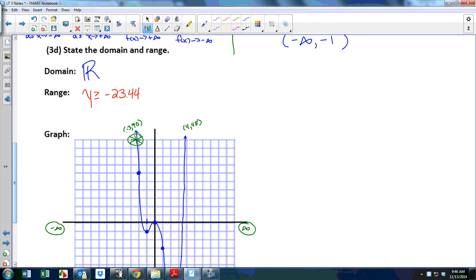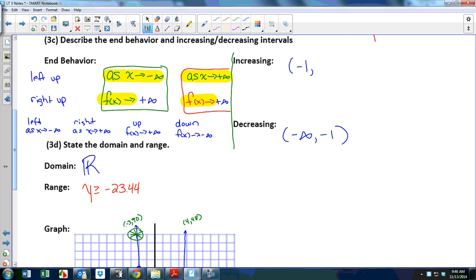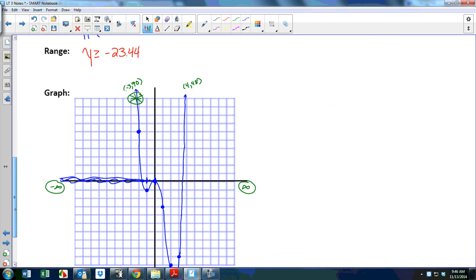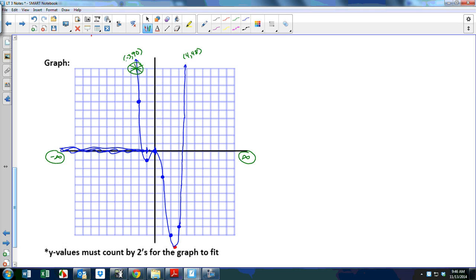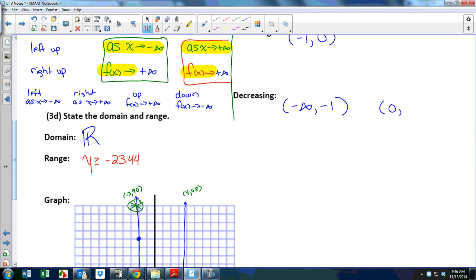So I'll kind of chop the x-axis up and say, all right, we covered all of this so far. What does it do from -1 to the next turning point? It increases. So from -1 to 0, it's increasing. Turns around again, and from 0 all the way to the next turning point, 2.5, it's decreasing. So from 0 to 2.5, decreasing.